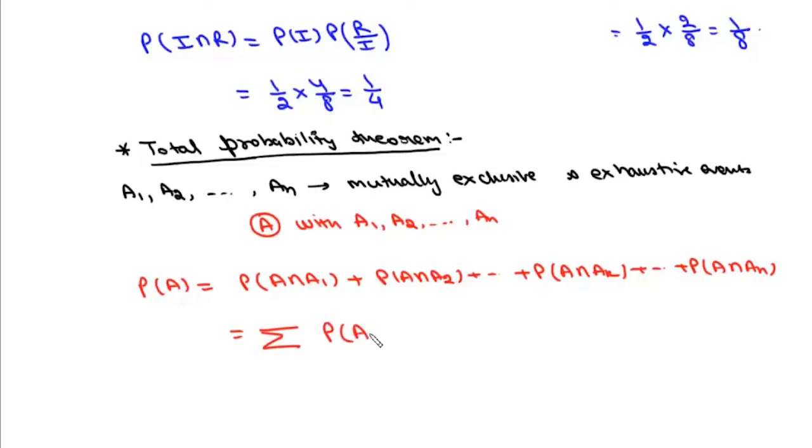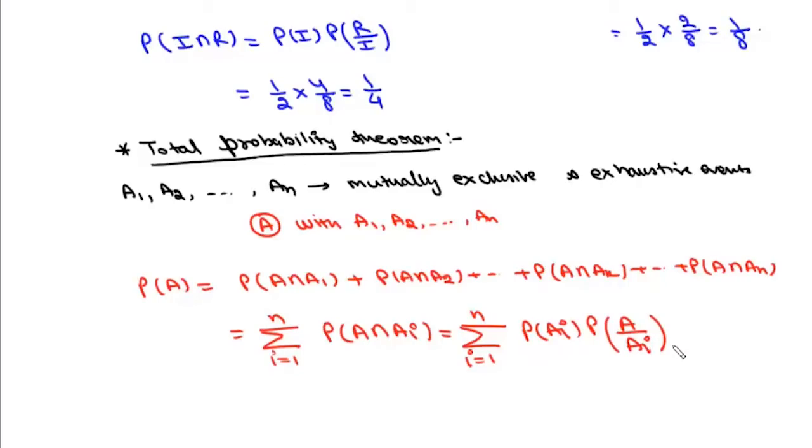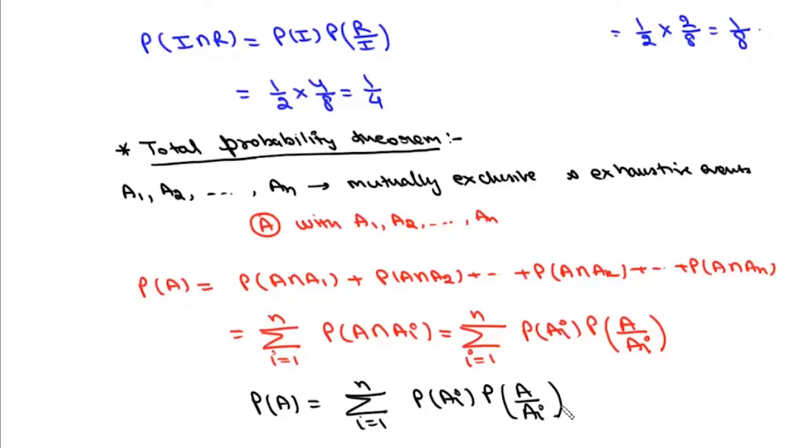So this is the probability of A intersection AI for I varying from 1 to n. Now we can write this using the multiplication theorem as this summation, I varies from 1 to n, of the probability of AI into the probability of A upon AI. So to calculate the probability of any event A whose probability will depend on some previous mutually exclusive and exhaustive events A1, A2, A3 up to AN, the probability of occurrence of A will be given by this total probability theorem: summation I varies from 1 to n of the probability of AI into this conditional probability of A upon AI. Now let us take up an example.